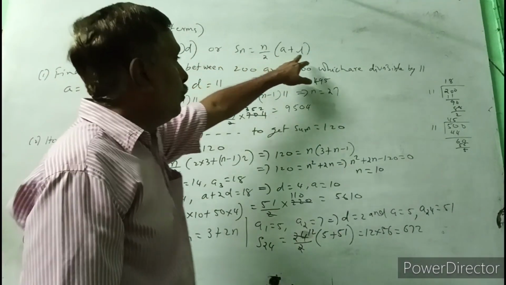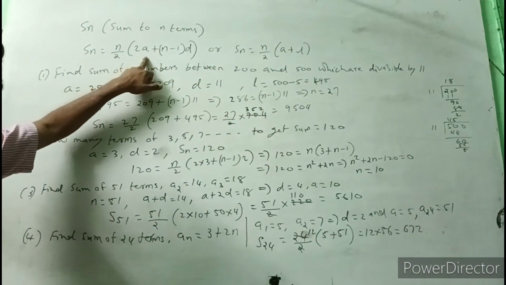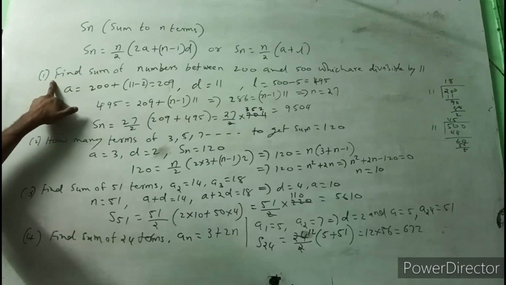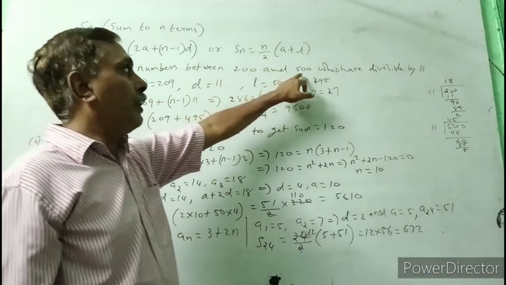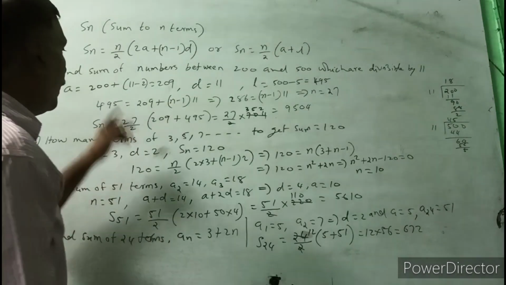This formula we will use only when the last term we are knowing. Otherwise, always you will use the first formula. For example, this one: find the sum of the numbers between 200 and 500 which are divisible by 11. For that, I will find out the first term.